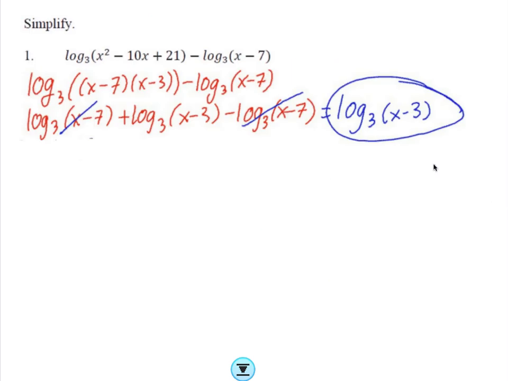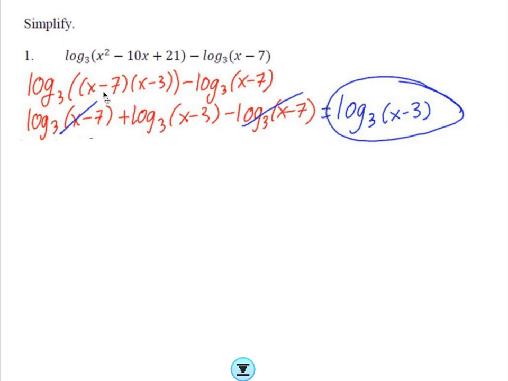Alright, so number 1, what I did here: log base 3 of x squared minus 10x plus 21, minus log base 3 of x minus 7. I first factored the function here, and I got x minus 7 times x minus 3, minus log base 3 of x minus 7. Then what I chose to do here, there's actually two different ways to do this. I'll show you the other way as well.